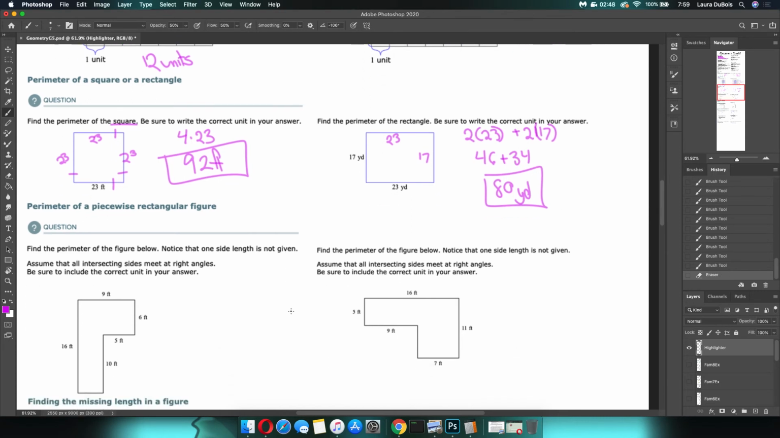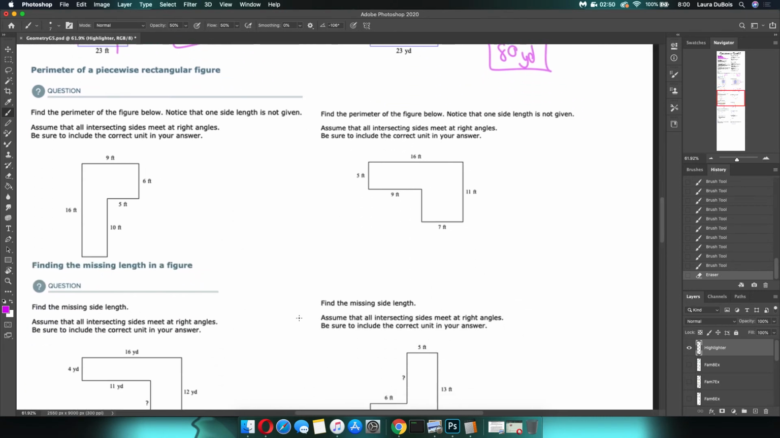All right, perimeter of a piecewise rectangular figure. This one, back in the dark ages when I was a middle school teacher, drove kids utterly nuts until I do something really simple. Oh, so that means this is 5, and this is 4, which means this then, because it's a rectangle, is 4.